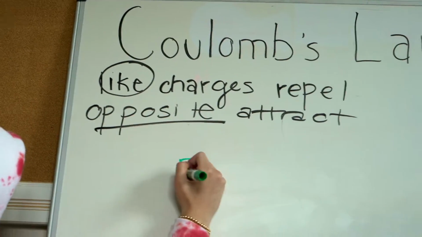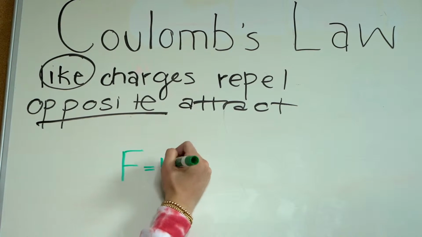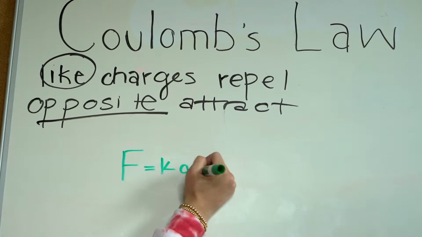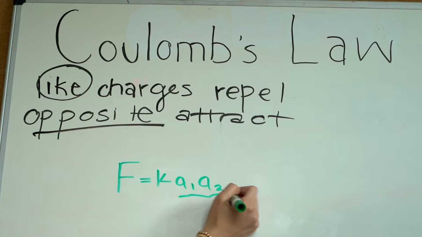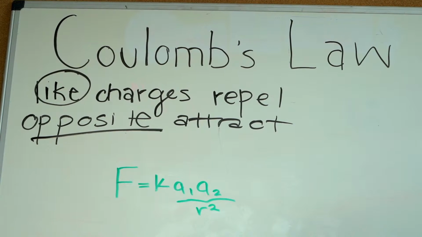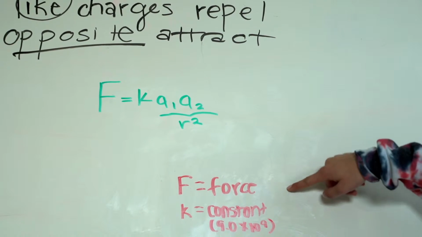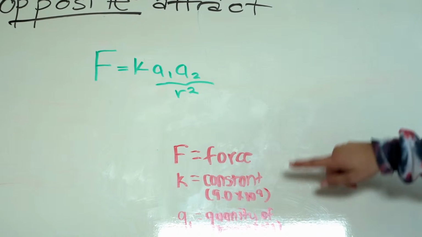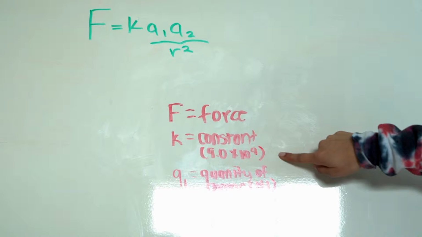All right, let's make sense of all those words. It all makes sense in an equation. The equation for Coulomb's law is F equals K times Q1 times Q2 all over R squared. F equals the force of Coulomb's law. K is a constant. The constant number is 9.0 times 10 to the 9th.